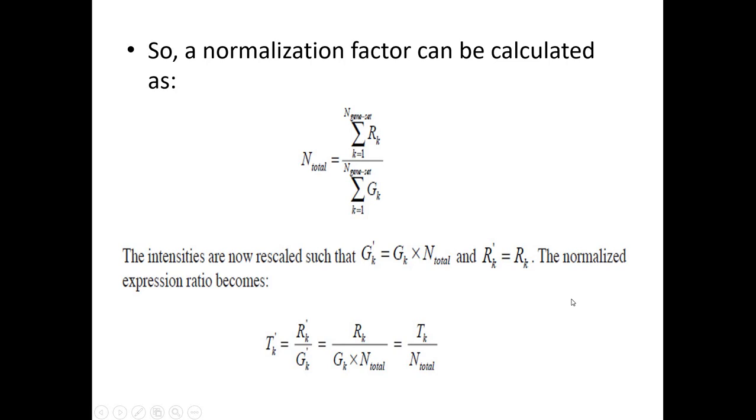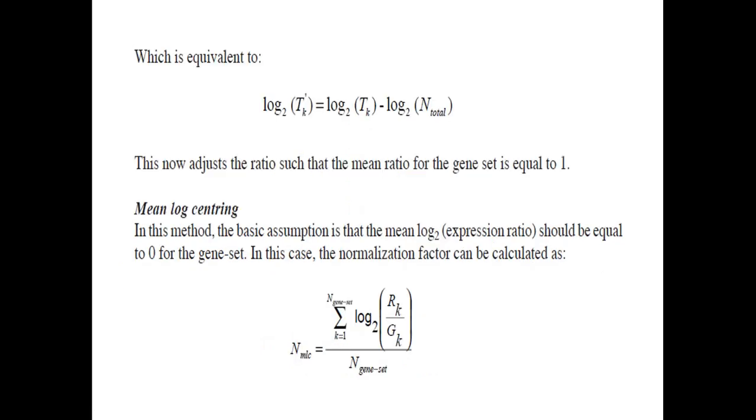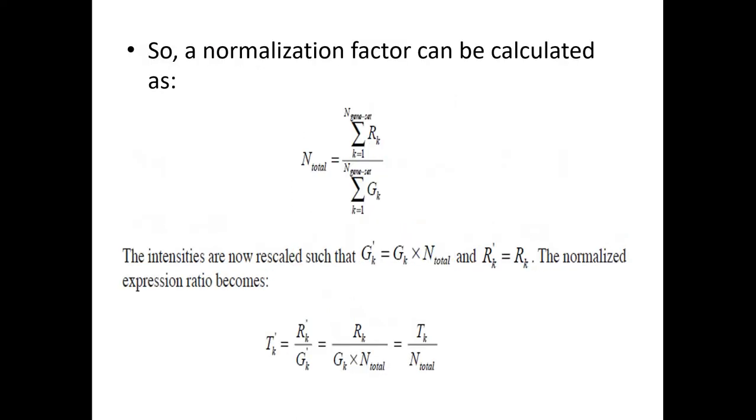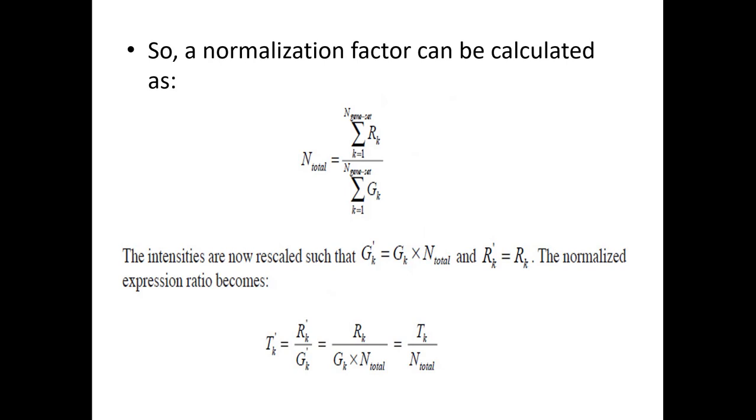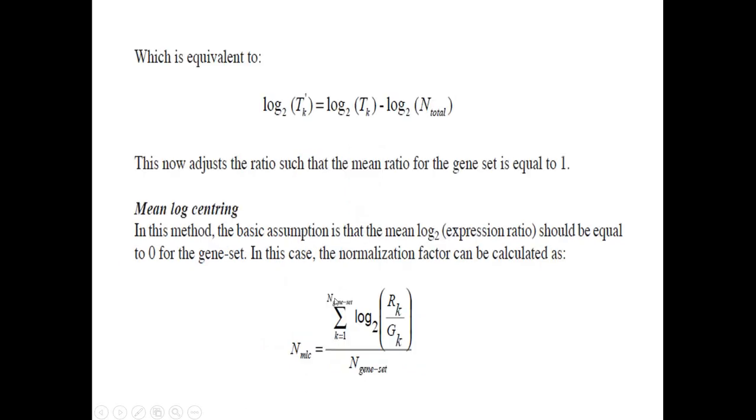So this is the modified expression ratio, rescaled value, which is equivalent to, if we take the log, log 2 TK minus log 2 N total. So log is applied to this, log 2 TK prime equals log 2 TK minus log 2 N total. So this now adjusts the ratio such that the mean ratio for the gene set is equal to 1.